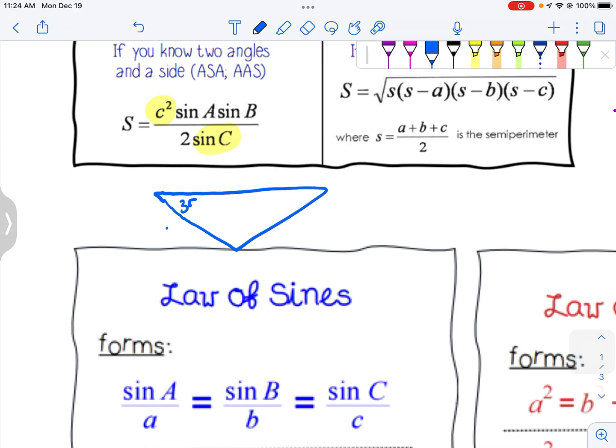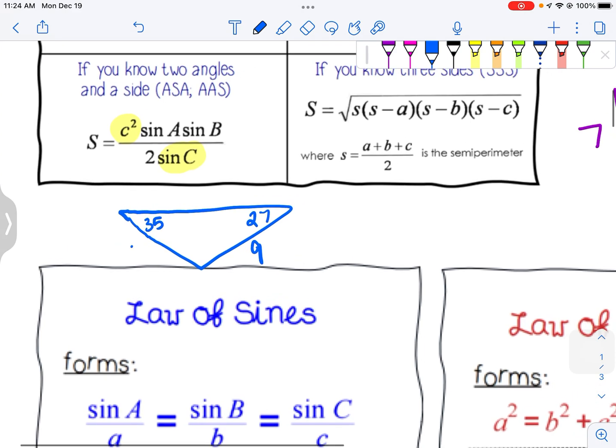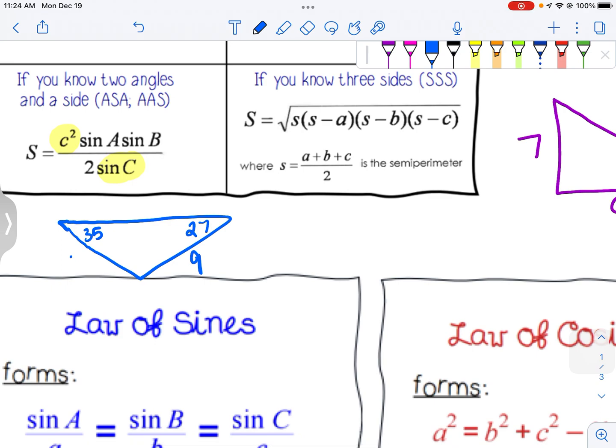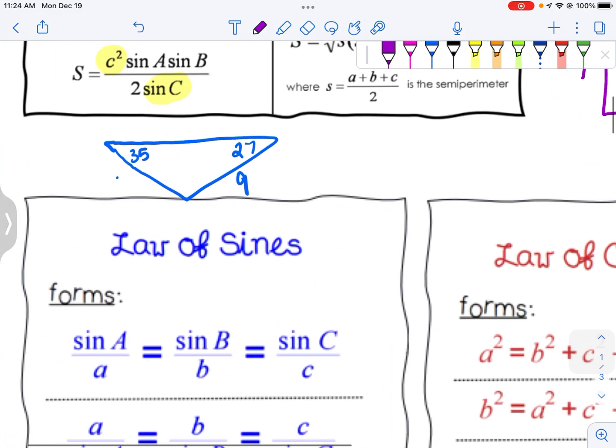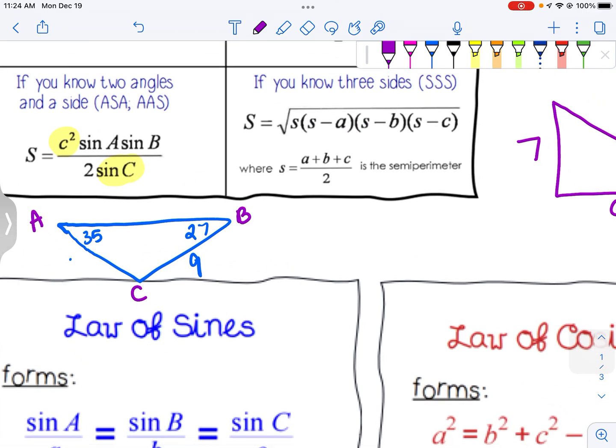So 35, 27, and then I have a side length of 9. And I'm just kind of making it up. And let's see if this was labeled ABC. Okay. The key is that this side goes across this angle. So if I was to give you this without the diagram, I would say angle A was 35 degrees, angle B was 27 degrees, and side A was 9. Because I gave you angle A and side A, that's what you would use for these pieces right here.